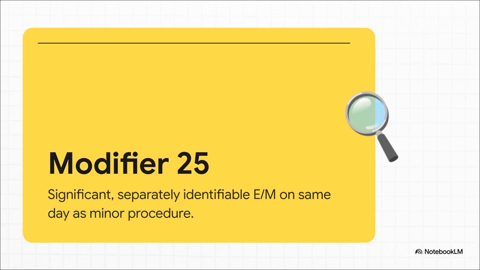Then there's modifier 25, and honestly, this one gets heavily audited in the real world. So the crucial point is, the EM service must go far beyond the typical pre-op evaluation, and it happens on the same exact day as a minor procedure, meaning a 0 or 10-day global. It just absolutely must be a significant, separately identifiable service.